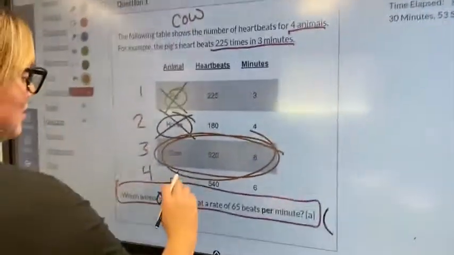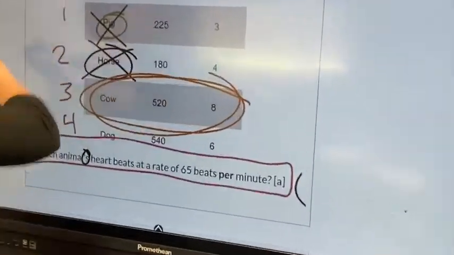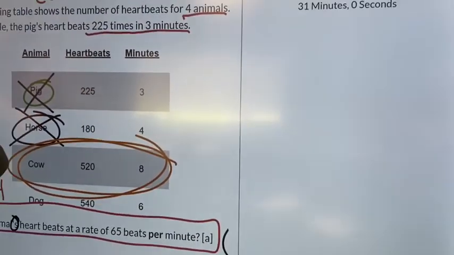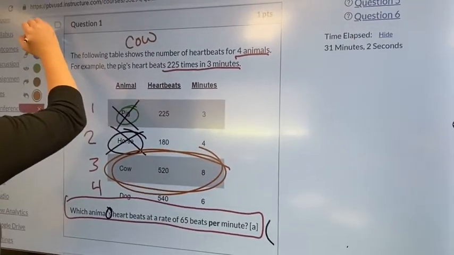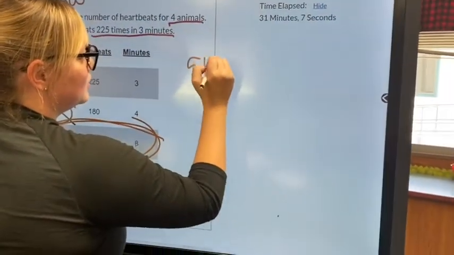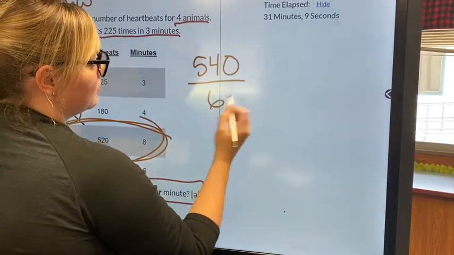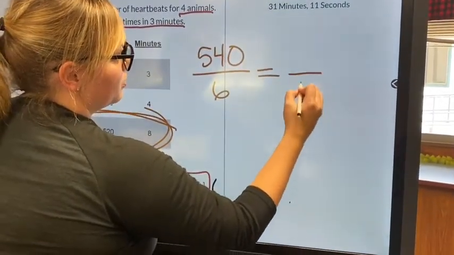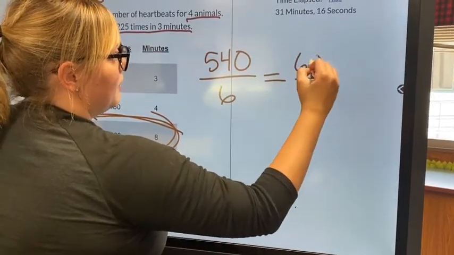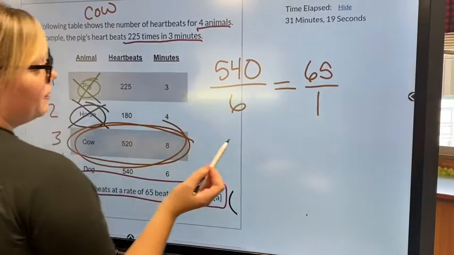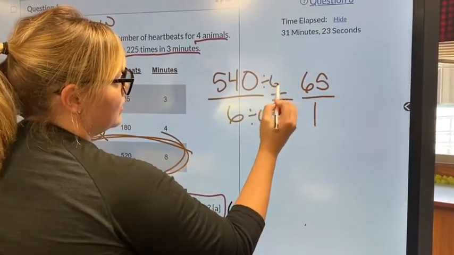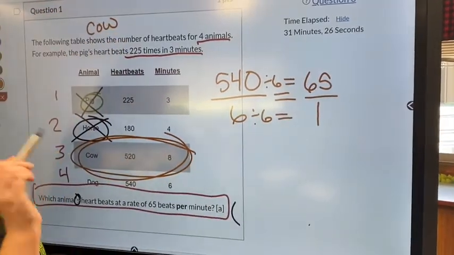Okay, so dog says 540 to 6. Let's try that. So 540, 2, 6. We need it to equal a unit rate. Put 1 on the bottom. And I'm going to put 65 on the top because that's our original problem. And I know divide by 6 equals 1. Divide by 6 equals 65. At least that's what they say.